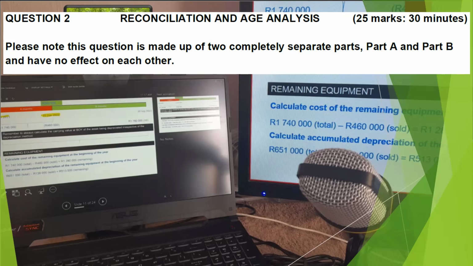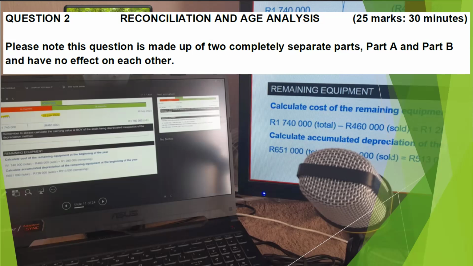This will be the question to your previous question that I did. We're still doing reconciliations and age analysis, which is your data's age analysis. This question is 25 marks. We need to take 30 minutes to complete it. Obviously, I have to explain, so it might take longer than that.